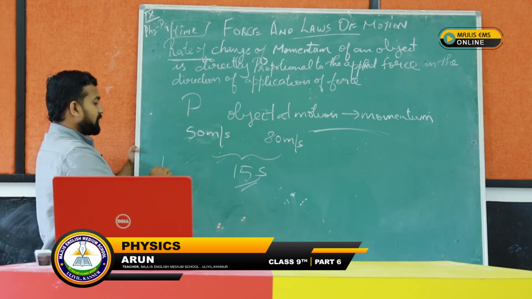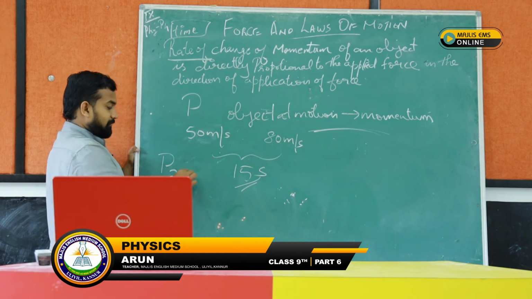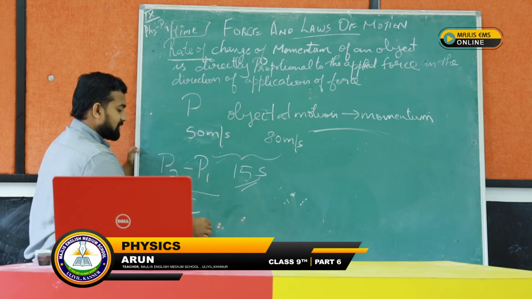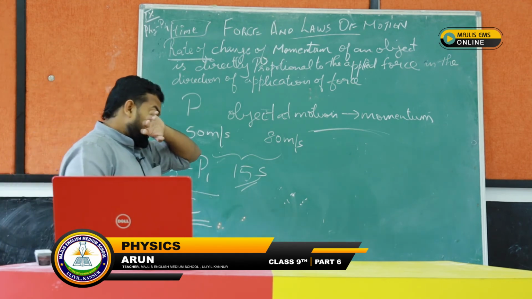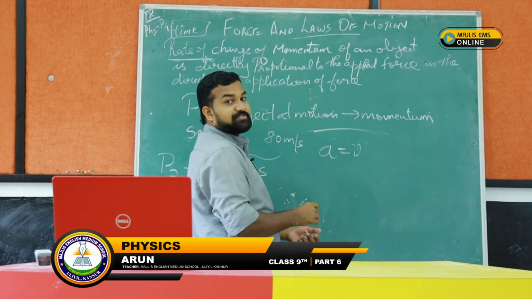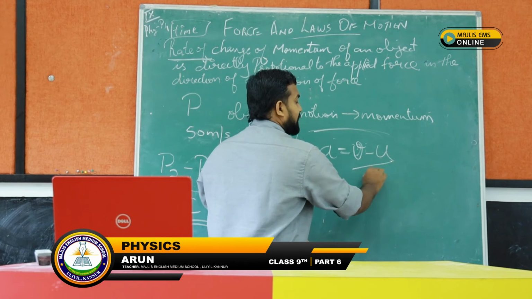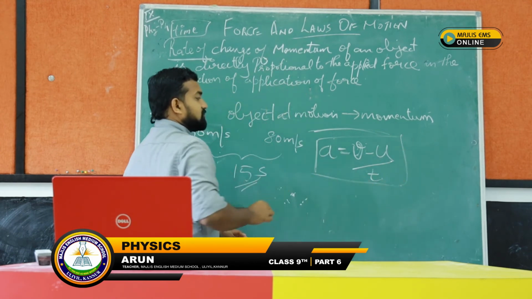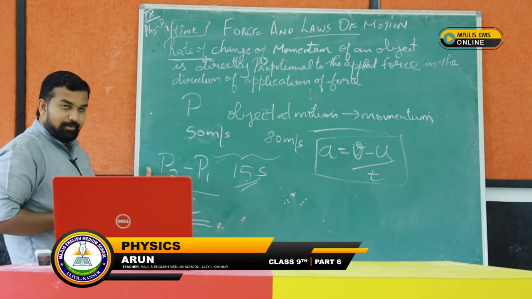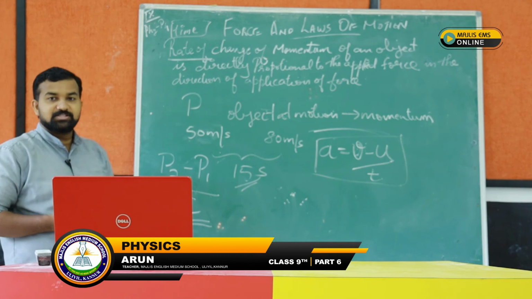Rate of change of momentum means the final momentum minus initial momentum divided by time. This is rate of change of momentum. What you have studied, acceleration. Acceleration means it is rate of change of velocity, final velocity minus initial velocity divided by time. Here final momentum minus initial momentum divided by time will give you rate of change of momentum.